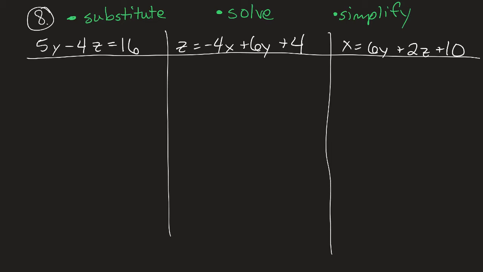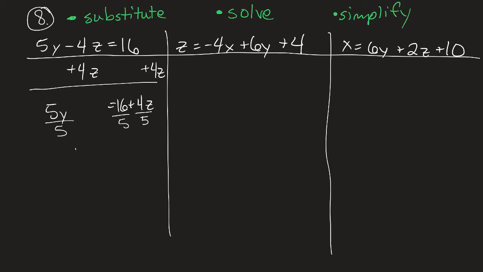So we could say, as our first step, we could solve for, let's go for z. Actually, let's solve for y in our first column, because that's the only thing we haven't solved for, and it's only 2 variables. So that seems like a pretty good first move. So we're solving for y in column 1. We're going to add 4z to both sides. So we end up with 5y is equal to 16 plus 4z. To get y by itself, we divide everything by 5. And we end up with y is equal to 16 over 5 plus 4/5 z.